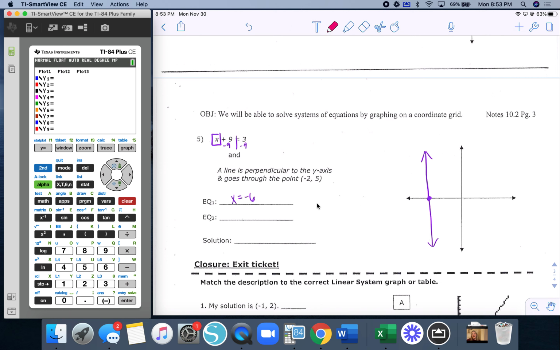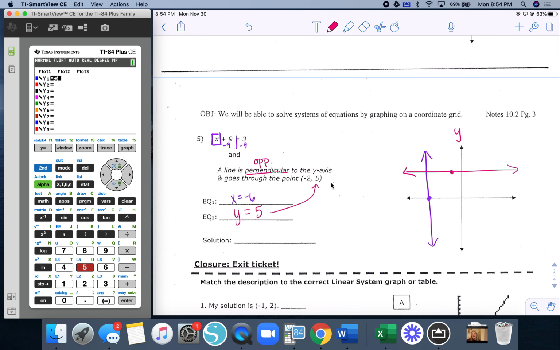The second equation says a line perpendicular to the y-axis and goes to the point -2, 5. So for -2, 5, I go to the left a little and up a little. Okay, these aren't exact, that's why it's a sketch. Perpendicular to the y-axis. Perpendicular means opposite of y. So if this is y, it's not going to look like y, which means it's going to go through y. So that's going to go through y at the y from my point.